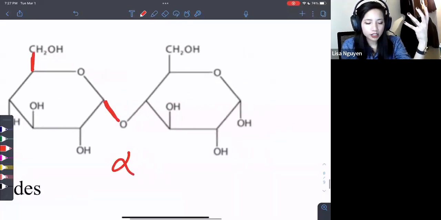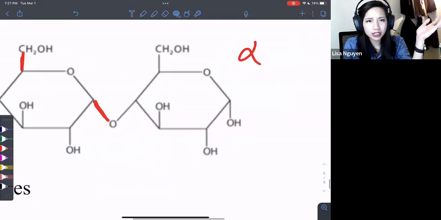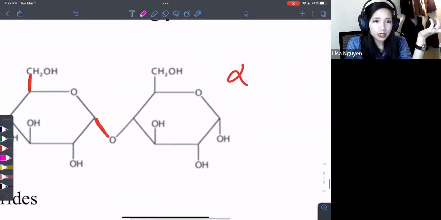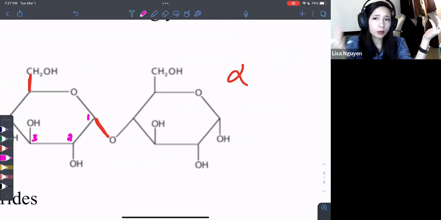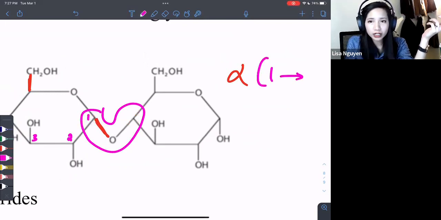And then we can be really specific here and say the numbers if we want. We don't actually need it to answer this question, but we can anyway. For these rings, we always start counting at the anomeric carbon. In this case, they're both on the right. So in forming the glycosidic bond right here, we want to name what carbon this is and what number carbon this is. So this is alpha 1, arrow, and then we name the other carbon.